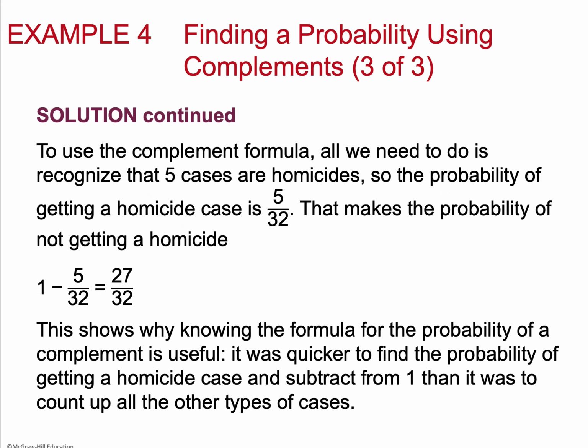If I want to go the opposite way, I could say there are 5 homicide cases. And so the probability of getting a homicide is 5 over 32. Then I could say the probability of not, which is the complement, getting a homicide is 1 minus 5 over 32, and that gives me 27 over 32. So those are 2 different ways to calculate it. Depending on the problem, it may be easier to use one or the other.